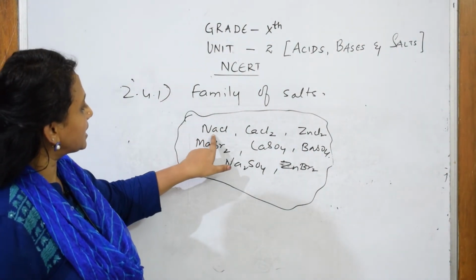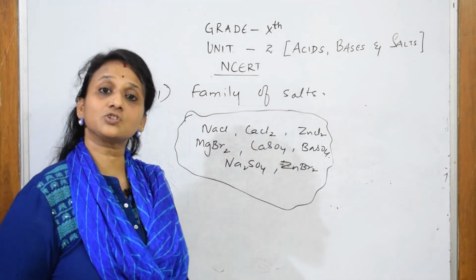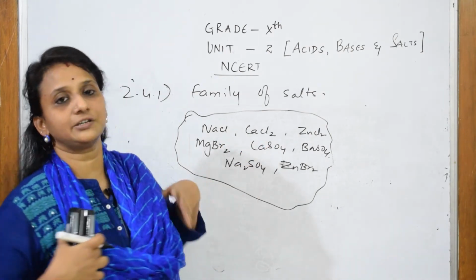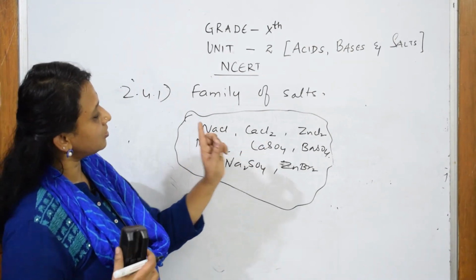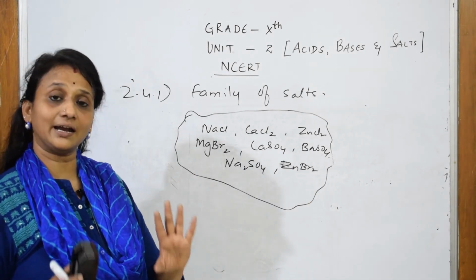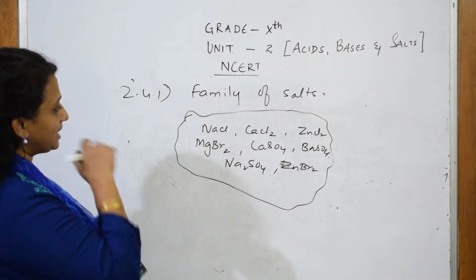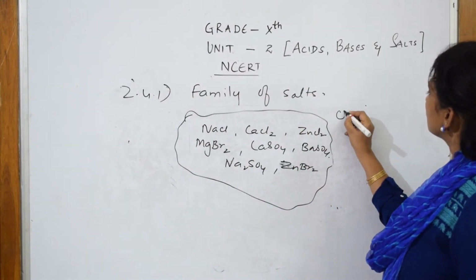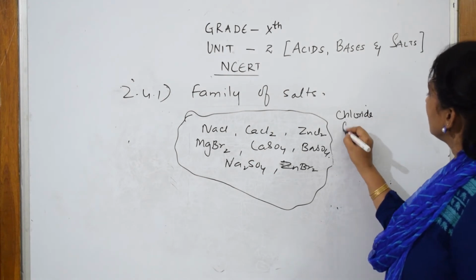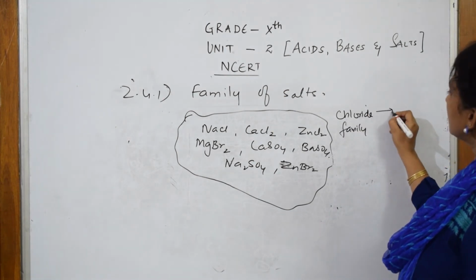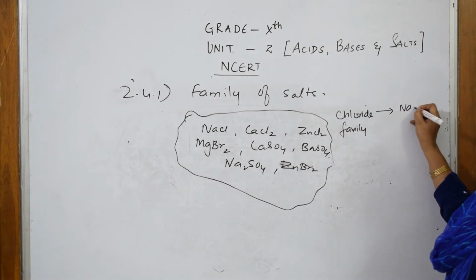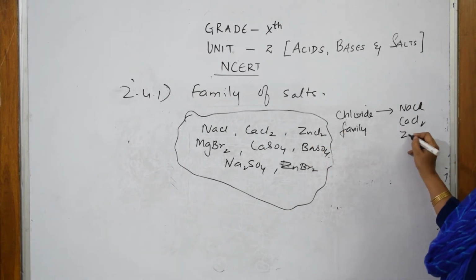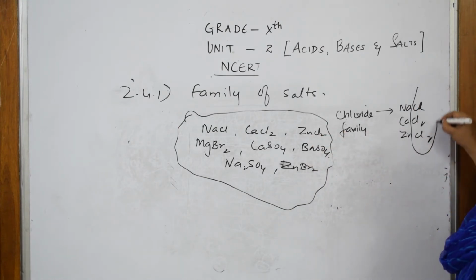Now if I take the first one, second one, third one, what is common? Common is chloride. What is different? All the three metals are different. So either the cation or the anion, you are going to take and make it into one family. So I am going to make one chloride family here. In the chloride family, what do we have? NaCl, calcium chloride, zinc chloride. All these are the chloride family.